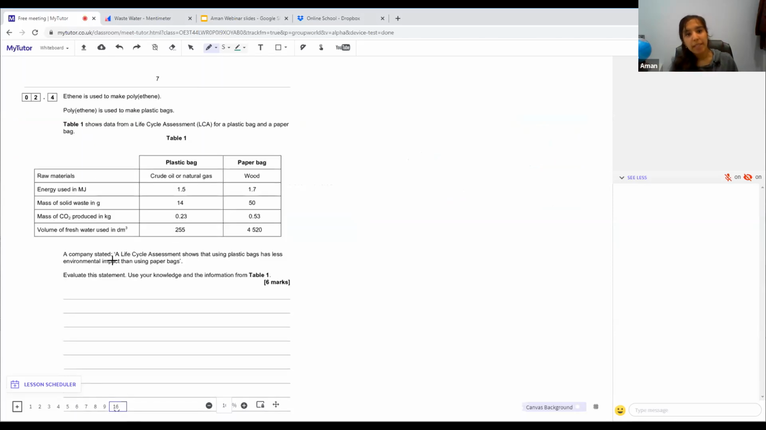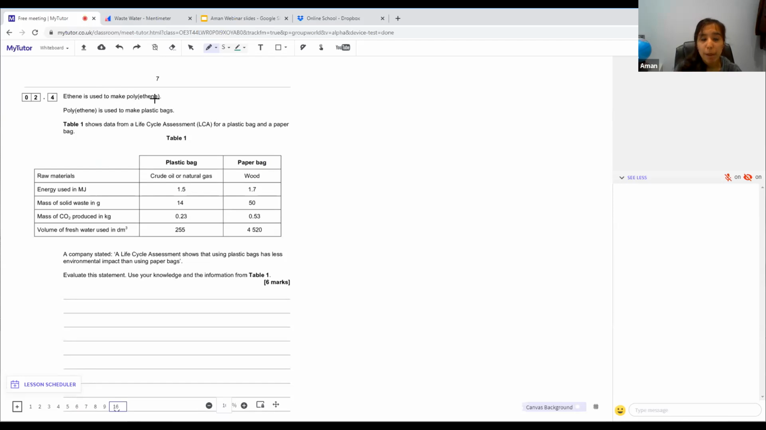Okay, this is the only exam question currently available on life cycle assessments. So let's do this. Have a read of it. And as I said, there aren't any other questions out at the moment. It's an AQA question. It has come from the specimen paper, the 2018 specimen paper.